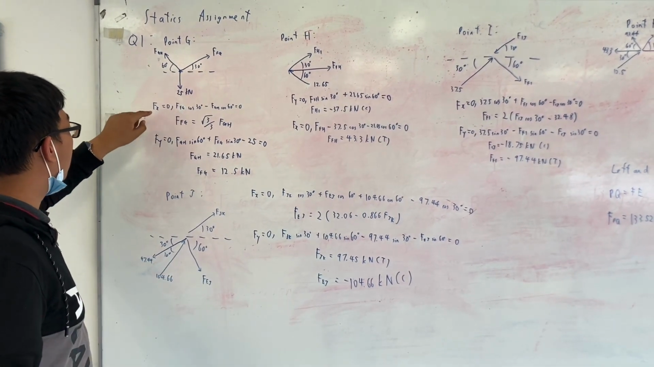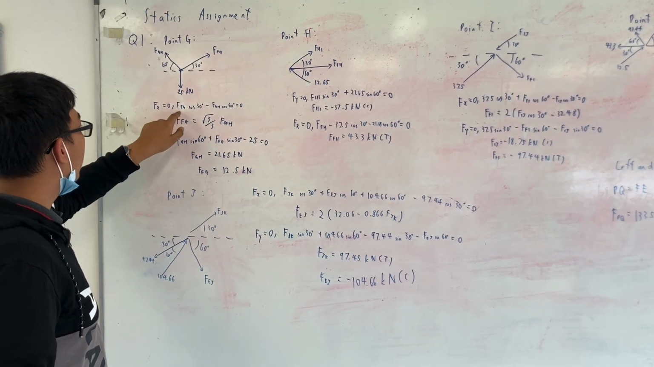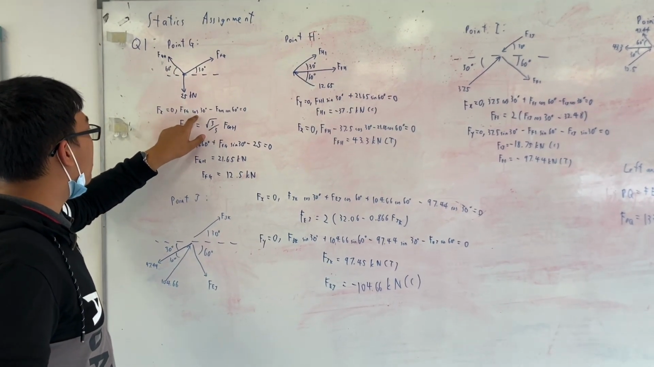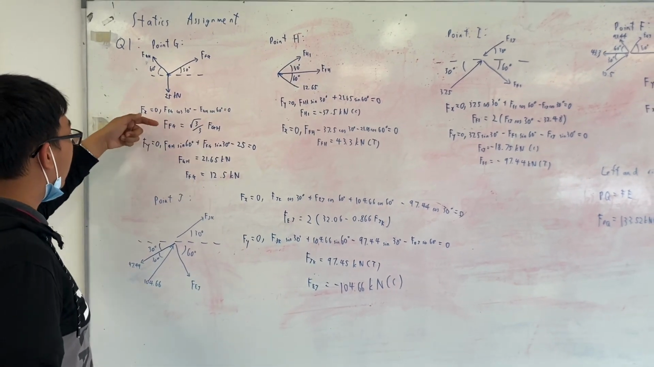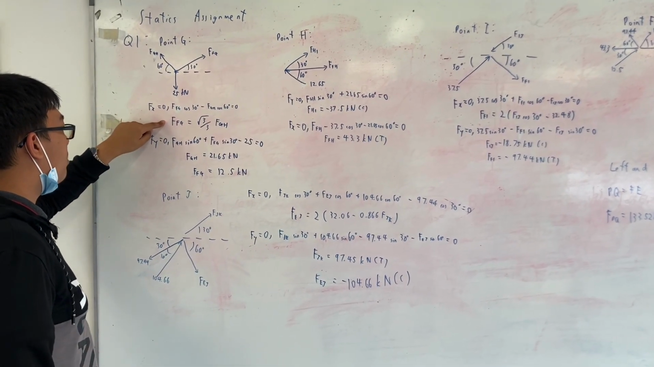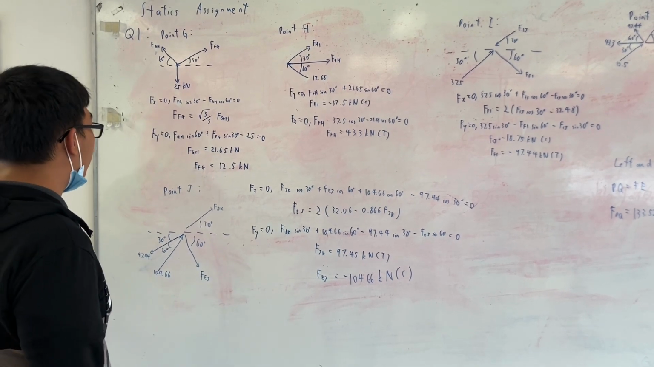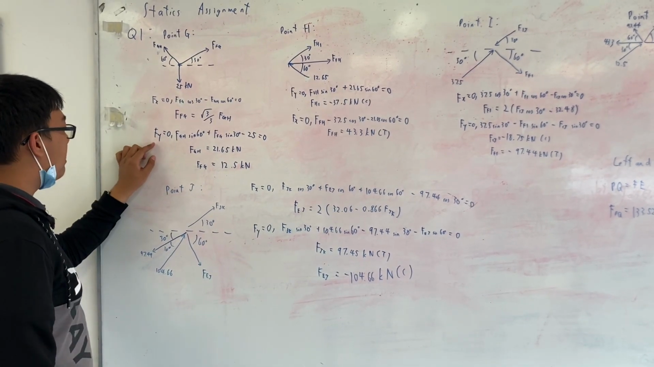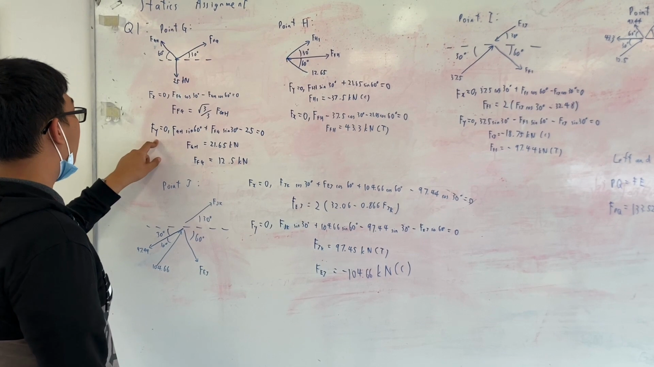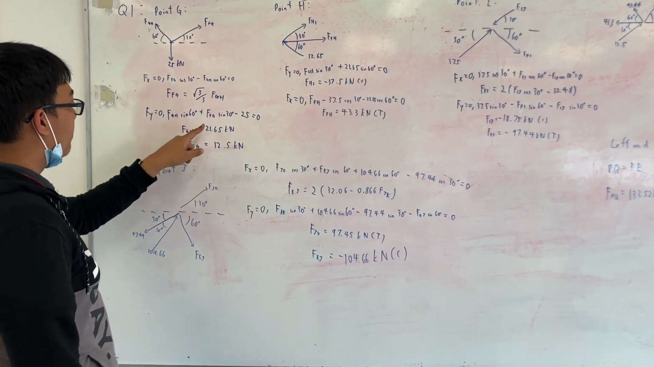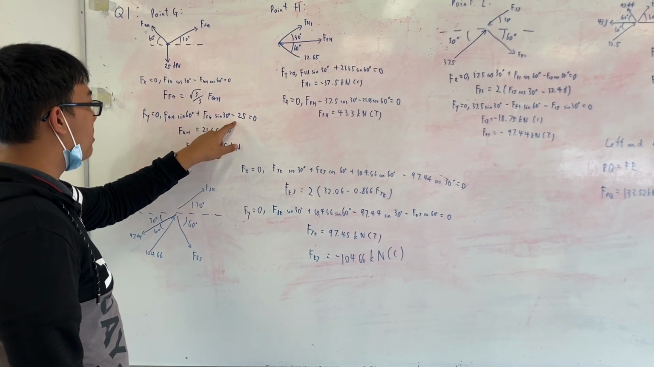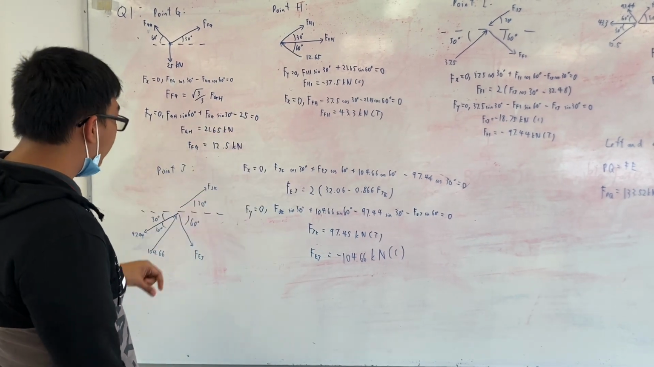First, we'll go from the x-axis. So, from the x-axis, FFG cos 30 minus FGH cos 60 is equal to 0. As such, we can determine that FFG is equal to √3 over 3 FGH. And then we use that and insert into the Fy equation, which is FGH sine 60 degrees minus FFG sine 30 degrees minus 25 equals 0.